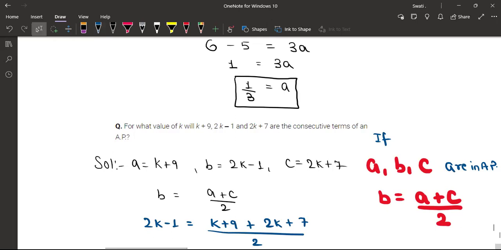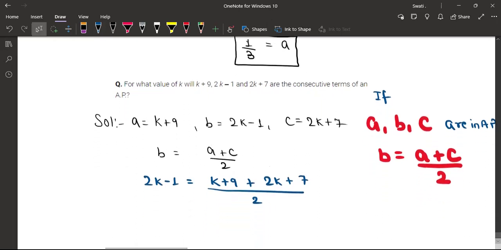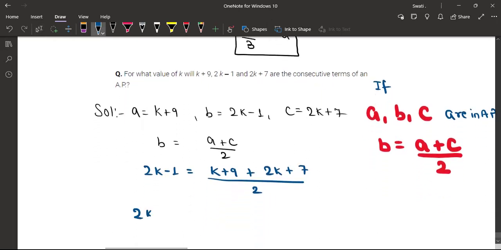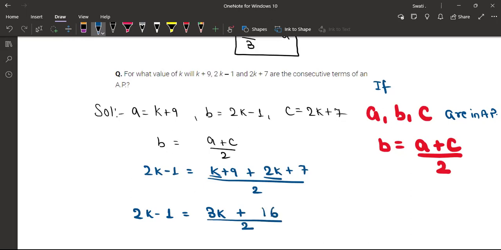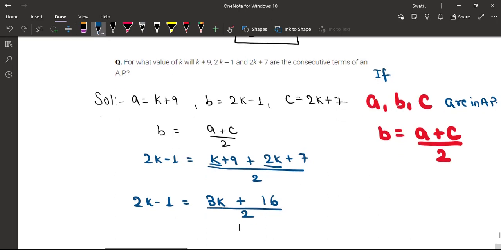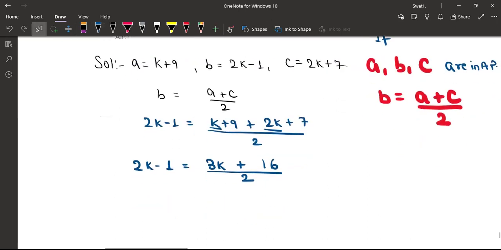सो पहले तो 2k minus 1 को विल कीप 2k minus 1 ओनली. लेट्स राइट डाउन हियर 2k minus 1 को विल कीप 2k minus 1 और यहाँ पे k plus 2k को कैन वी नॉट राइट डाउन 3k, right? K plus 2k will become 3k. And what is 9 plus 7? 16, correct? Divided by 2. अभी we have to find out the value of k, right? But ये जो divided by 2 है ये कुछ हो नहीं पा रहा है यहाँ पे. तो what we'll do is 2 को हम shift करेंगे यहाँ पे. तो 2 जो है वो इससे multiply हो जाएगा 2k minus 1 से. And that will be equal to 3k plus 16.